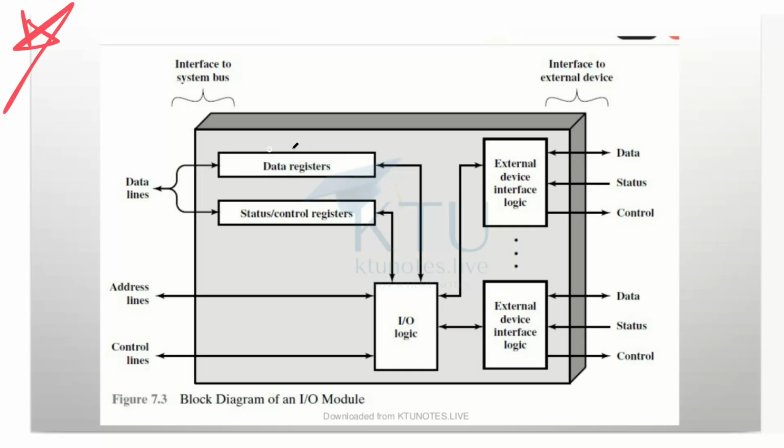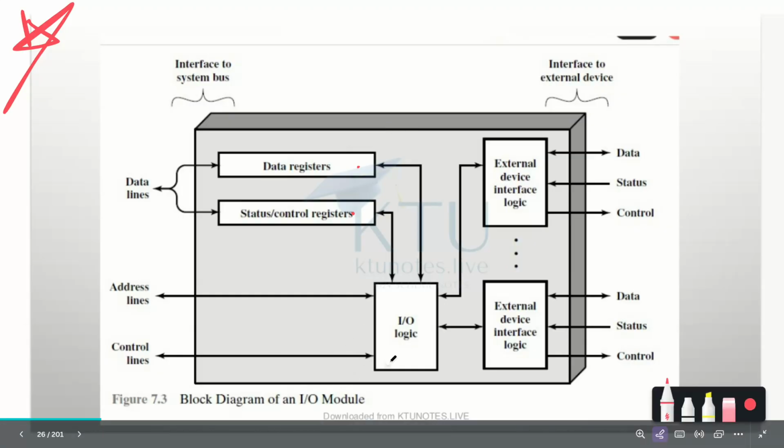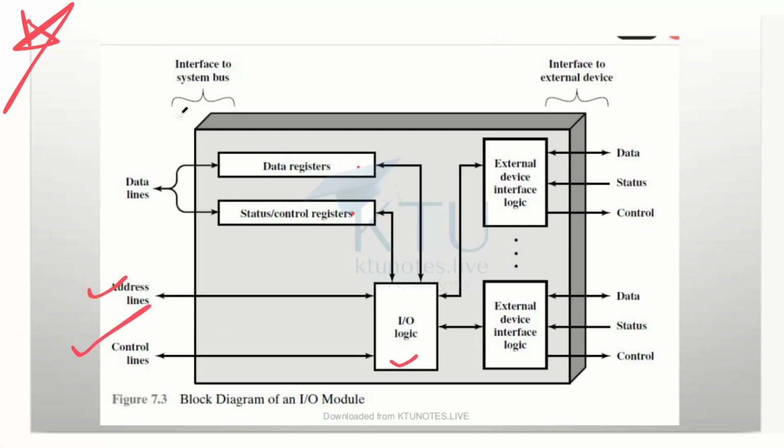Here you can see you have the data register, status or control lines. This is our main IO logic. You have the address line, the control line, and this is the main interface to our system bus, that is our computer system interface, and this part is the interface to our external devices. This is the main IO module structure.